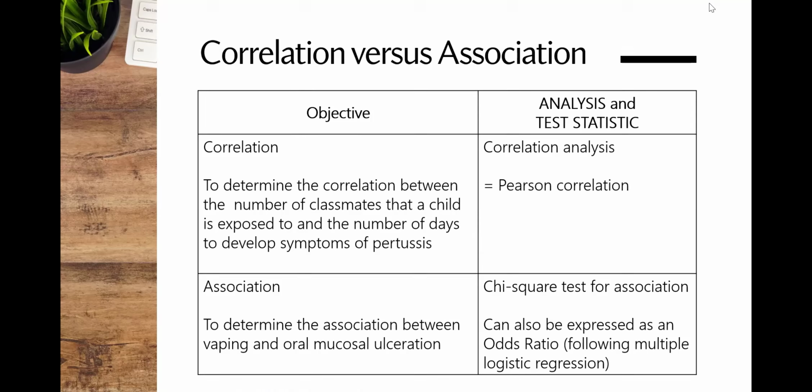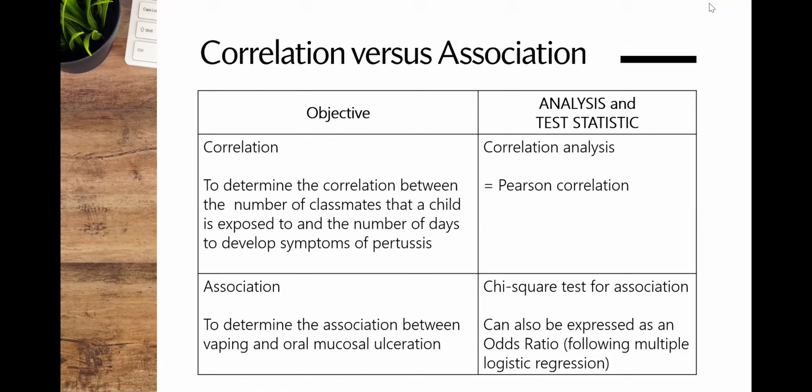Here is an example of an objective. For correlation, it will sound something like this. To determine the correlation between the number of classmates that a child is exposed to and the number of days to develop symptoms of pertussis. So you see that you're pegging number versus number. And the correct analysis for this would be Pearson correlation if the distribution is parametric.